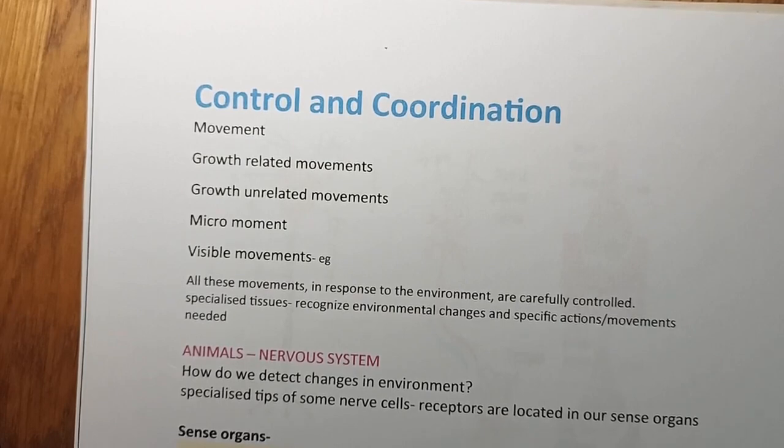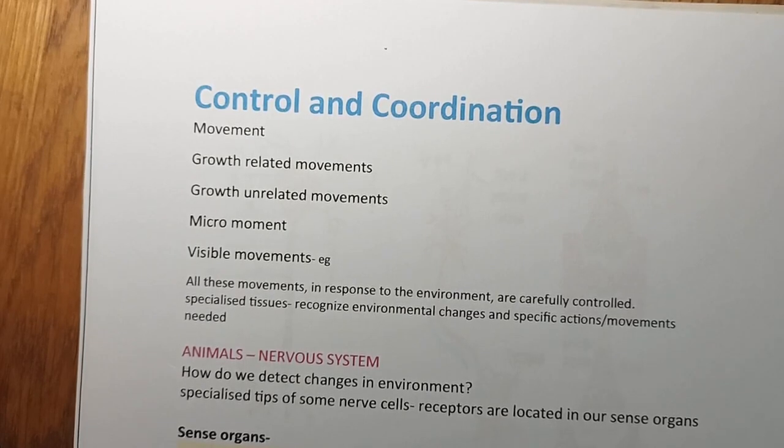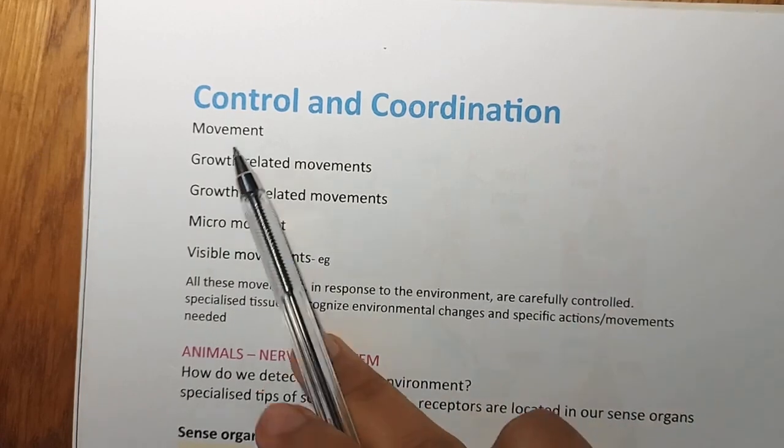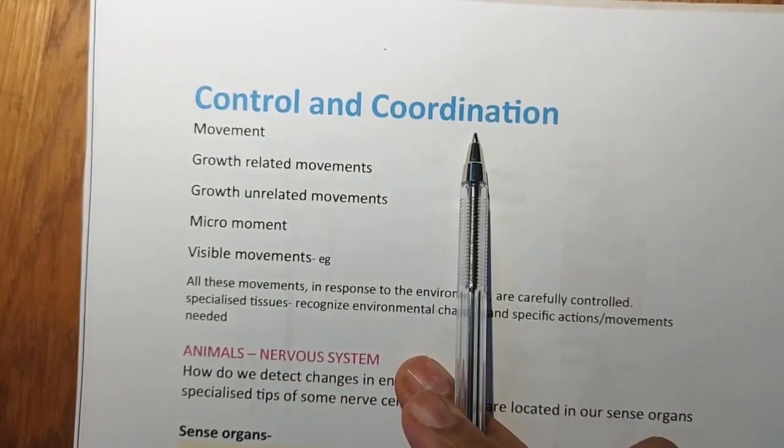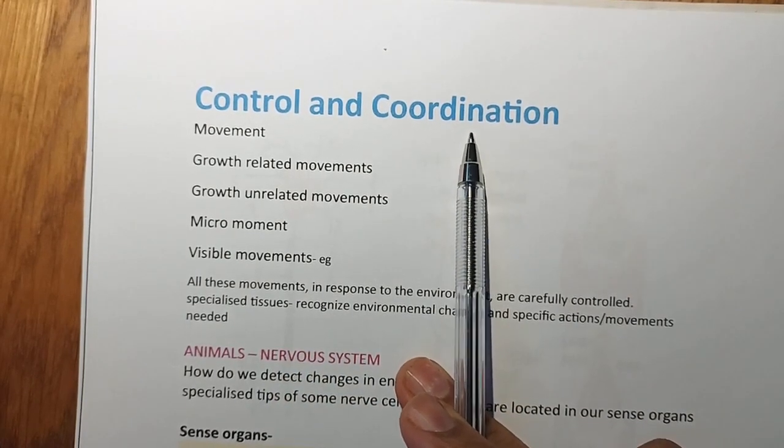This chapter, Control and Coordination, is quite an interesting chapter in your Biology Year 10 CBSE book. It talks about how various movements, various activities that can be voluntary or involuntary, reflex or non-reflex activities, are controlled and coordinated in human as well as plant bodies.